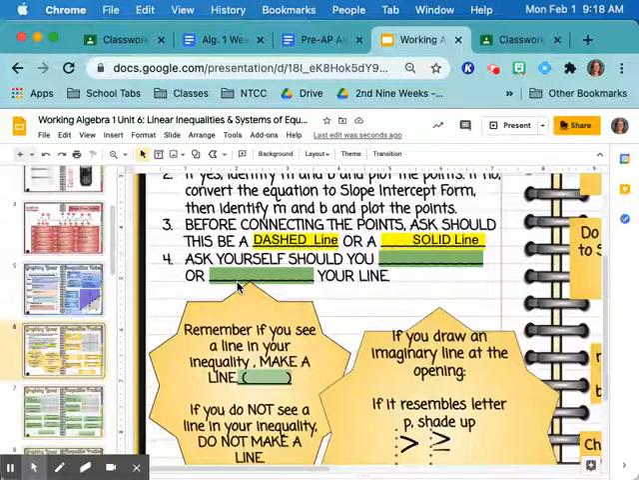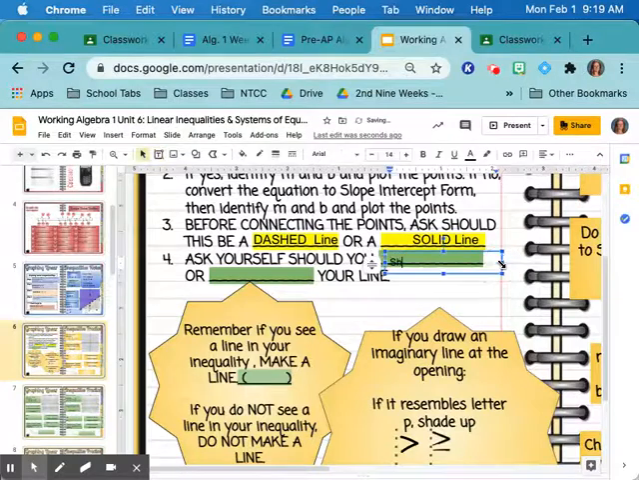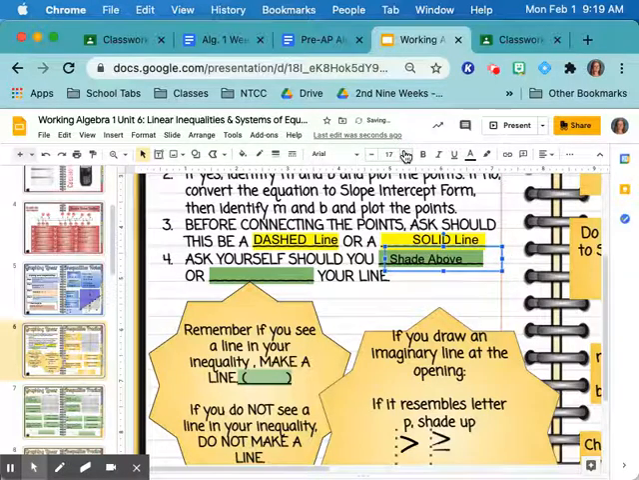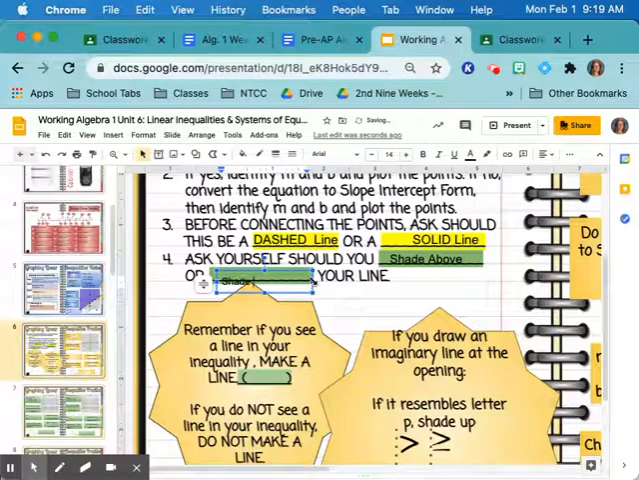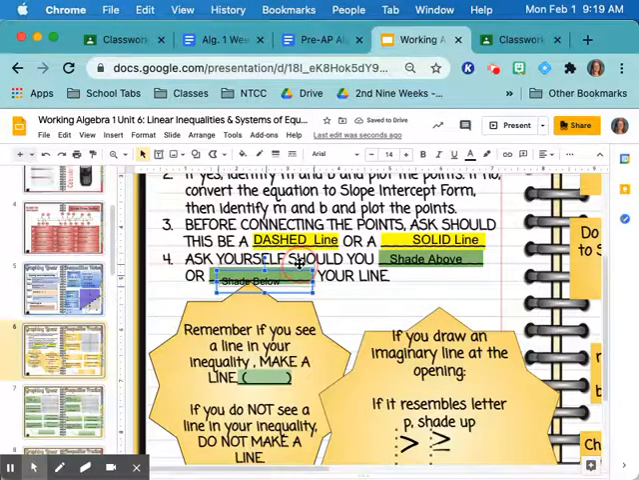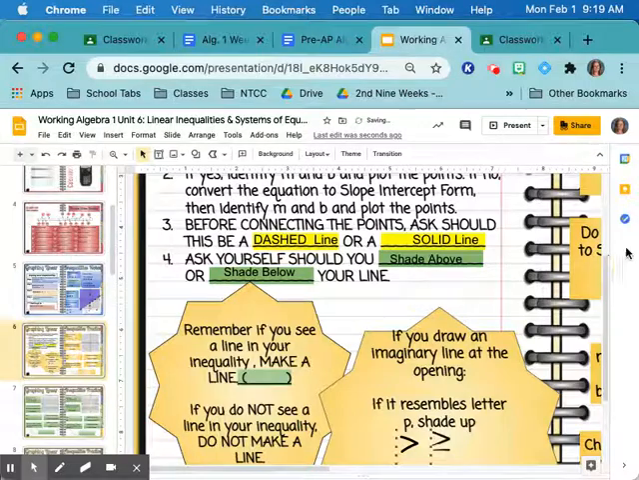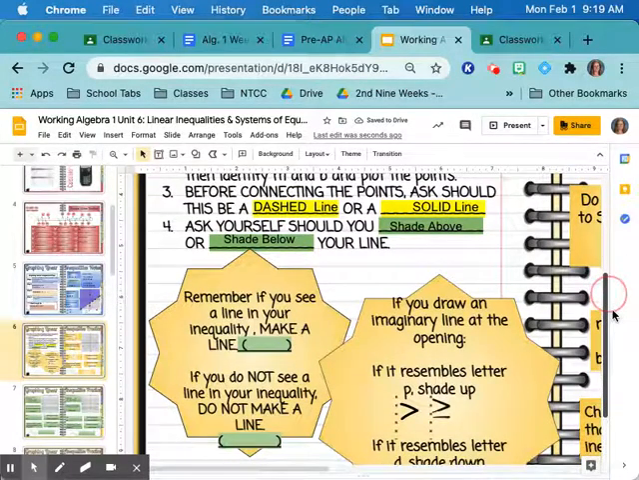So we have a dashed line or a solid. Then you're going to ask yourself, should you shade above or shade below? So you graph your line, just graph your 2 points or more, then determine dashed or solid, and then shade above or below.